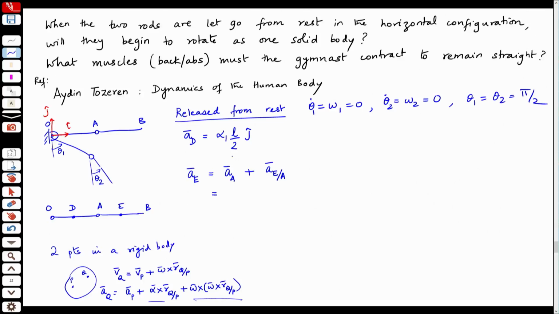And this is equal to the acceleration of A, which is nothing but alpha 1 into L along J, because it is moving about this fixed pivot O. And then the acceleration of E relative to A, because I am assuming omega is 0 at that particular instant, so there is no radial component. Again this component is alpha 2 into L by 2 J. So, these are the two accelerations of the centers of mass of the two links.